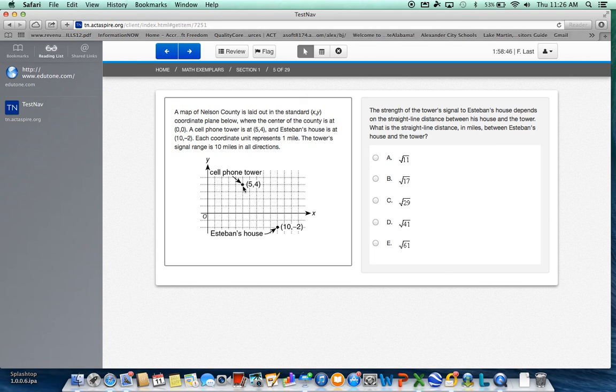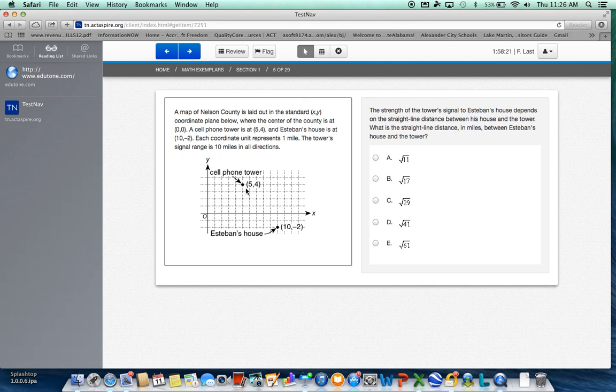Now notice you have a tower here at (5, 4), and the straight line distance to his house is (10, -2). Now again, what you would have to make sure we understand is that if we came from this particular point and went straight down, took a right, and then right from his house to the cell phone tower, notice what we have. We have a right triangle.